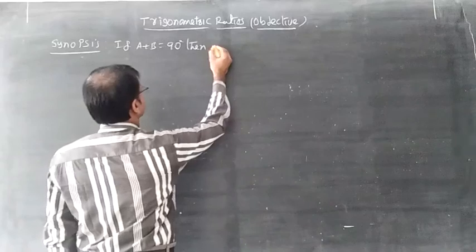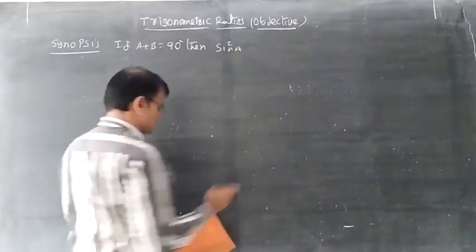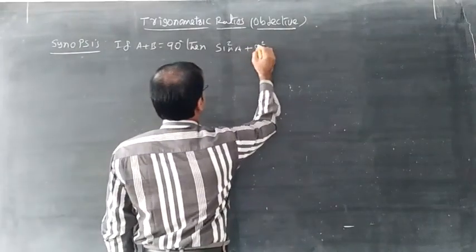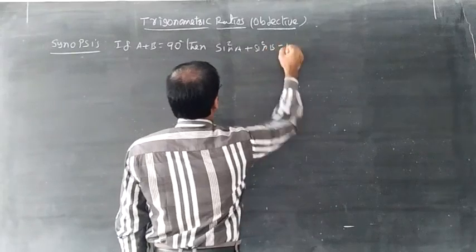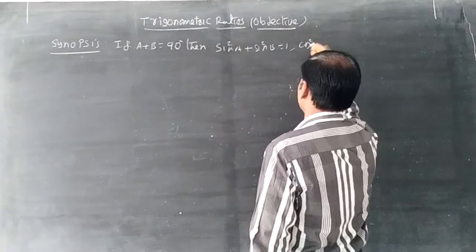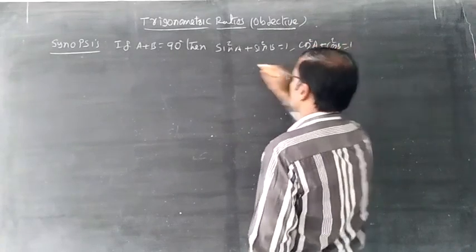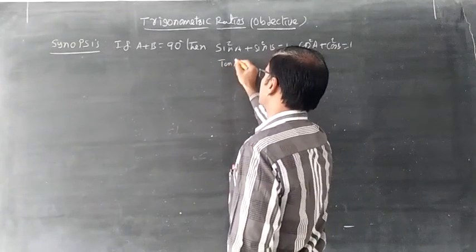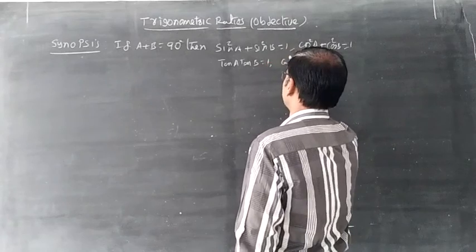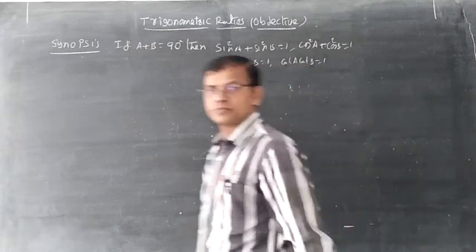If a plus b is equal to 90 degrees, then sin square a plus sin square b is equal to 1. In the similar way, cos square a plus cos square b is equal to 1, tan a into tan b is equal to 1, and cot a into cot b is equal to 1.